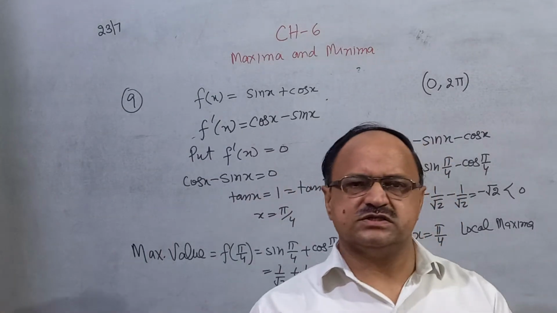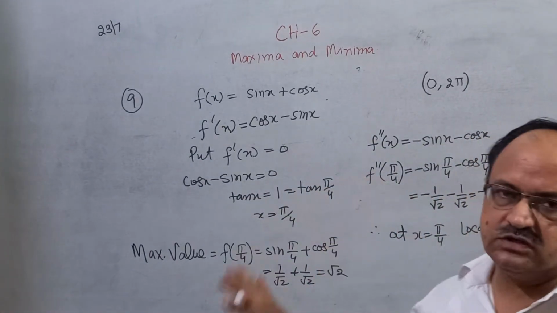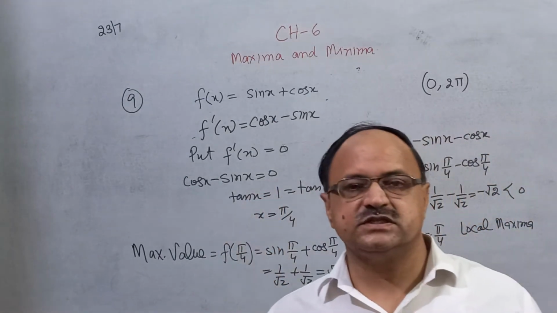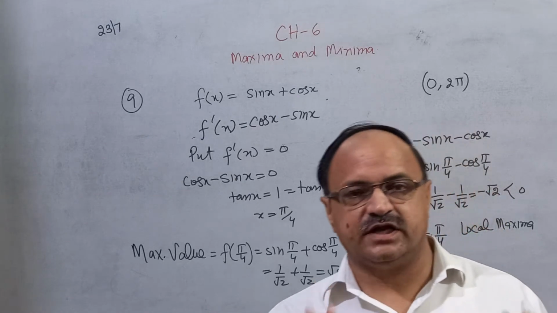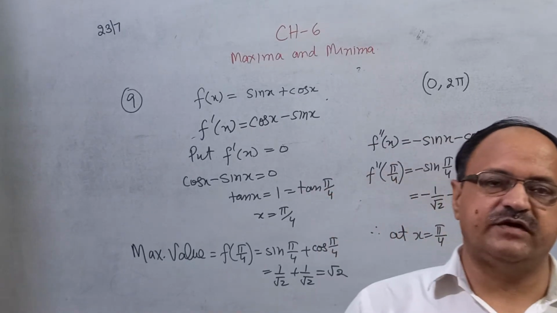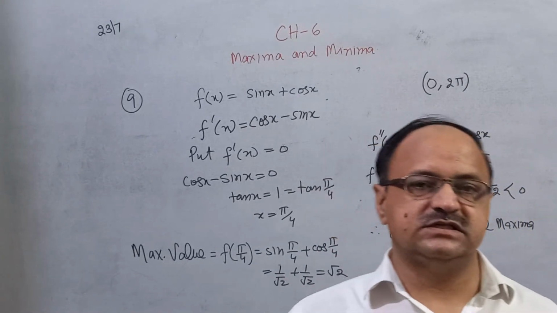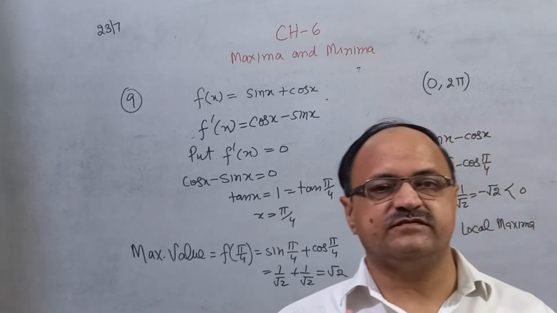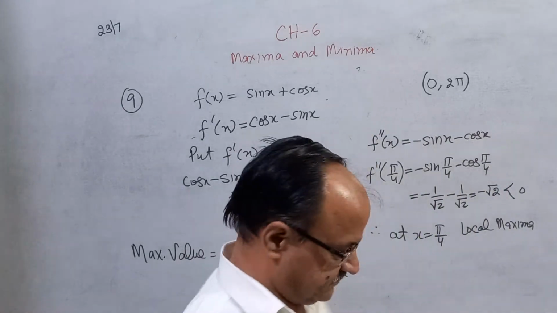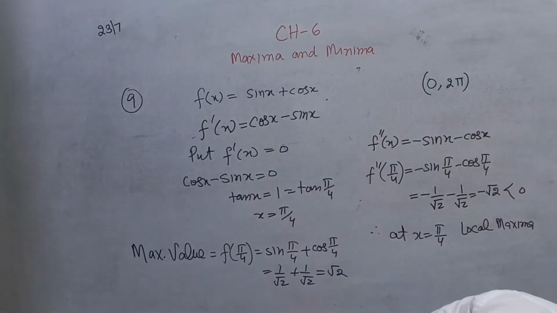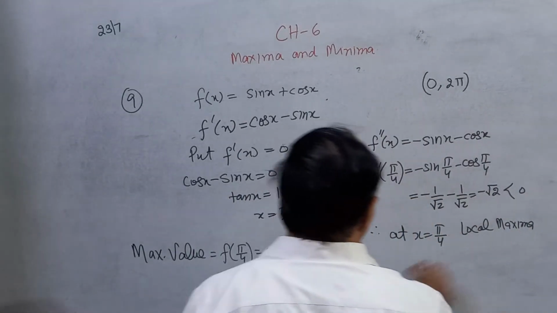Clear? The same process, every question you can solve by the same method. First you find out the function, then its derivative, put the derivative equal to 0, then find the critical value. After that find its second order derivative. If second order derivative is less than 0, then it is maxima. If second order derivative is greater than 0, then minimum. In every question we solve like that.